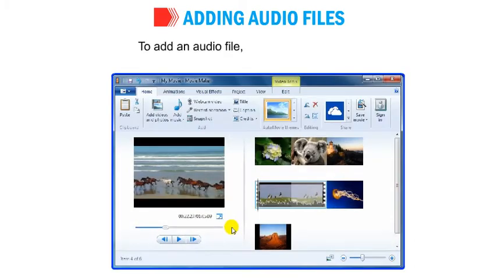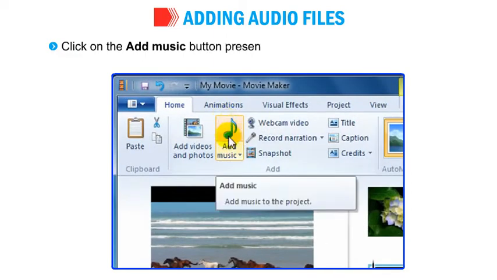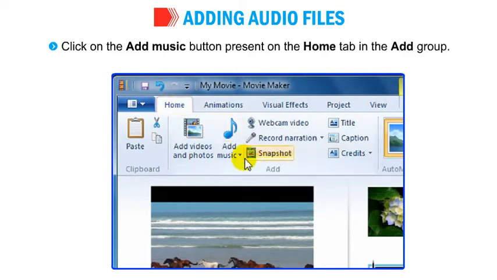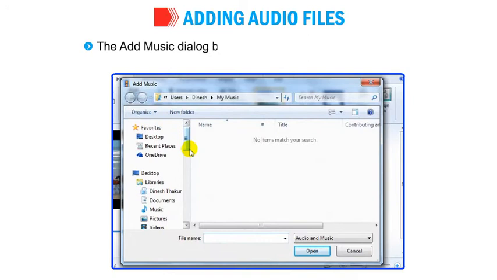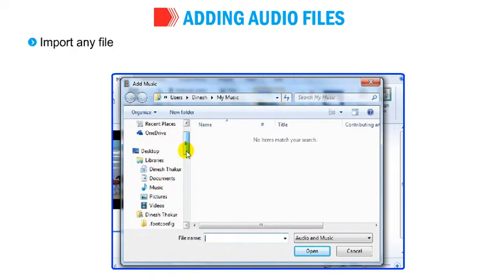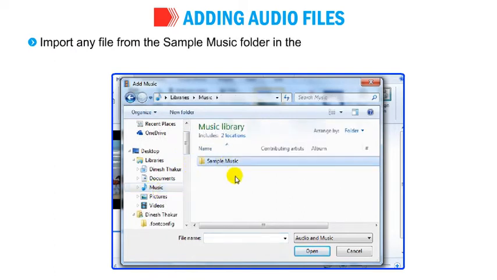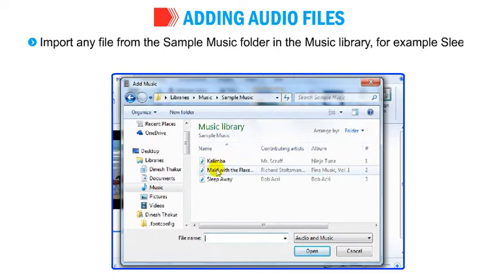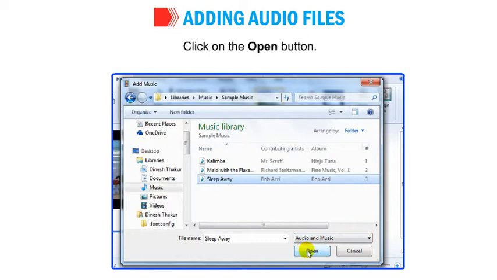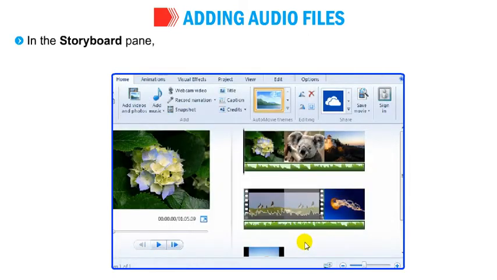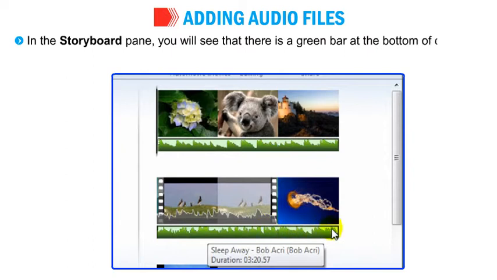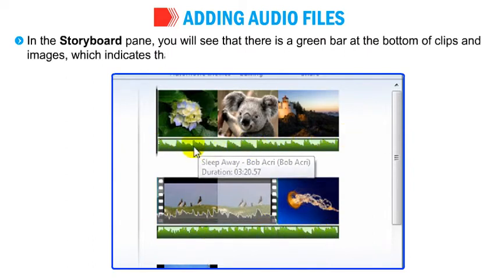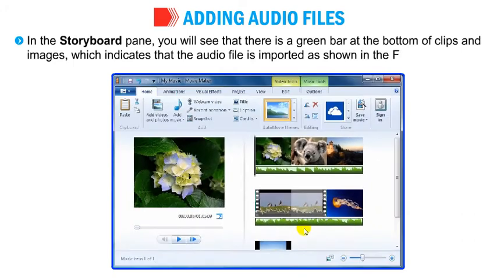To add an audio file, follow the given steps. Click on the Add Music button present on the Home tab in the Add group. The Add Music dialog box will appear as shown in the figure. Import any file from the sample music folder in the music library, for example, sleepaway.mp3. Click on the Open button. In the storyboard pane, you will see that there is a green bar at the bottom of Clips and Images, which indicates that the audio file is imported as shown in the figure.